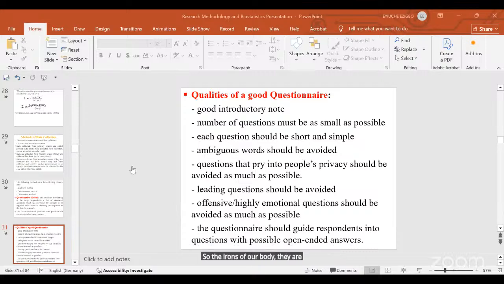You have a question? Take note, just note the question. When we come to the end of the qualities of your questionnaire, you can ask it.